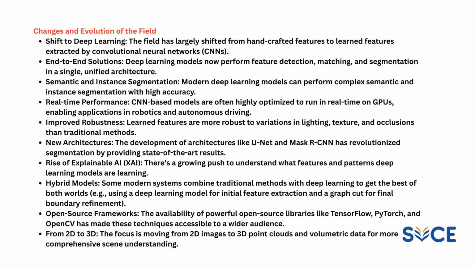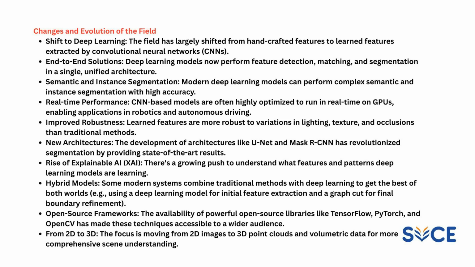What about real-time performance? These modern models, when optimized and run on a GPU, can perform tasks like segmentation and object detection in real time. This has opened the door for critical applications in robotics and autonomous driving that were previously impossible due to the computational cost. With semantic and instance segmentation, deep learning has allowed us to tackle more complex segmentation tasks.